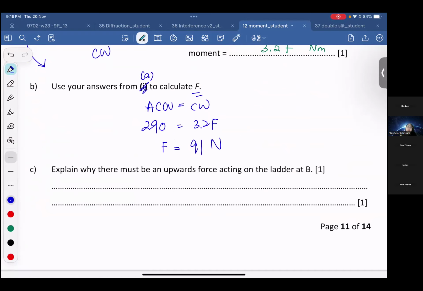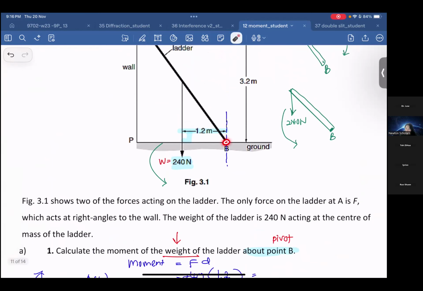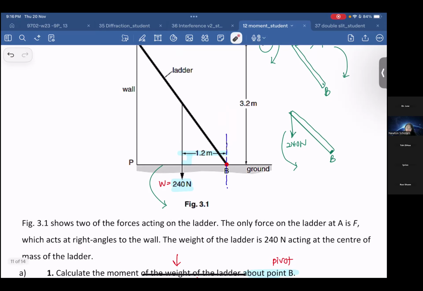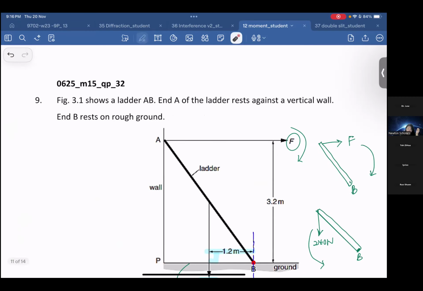Explain why there must be an upward force acting on the ladder at point B. They tell you that at point B, the pivot, there is also a force acting upward. They're asking you why there must be the upward force. Any of you can try? Why? Do you know that? Just now we highlighted the keyword rest. Rest means balance, equilibrium.